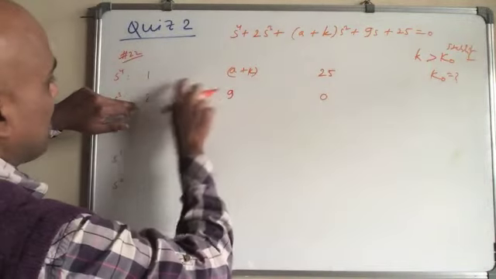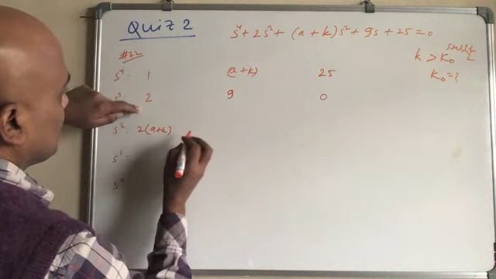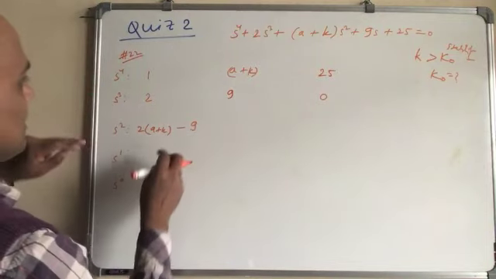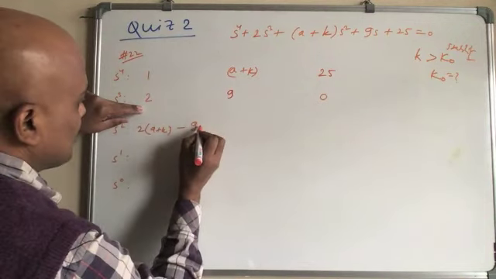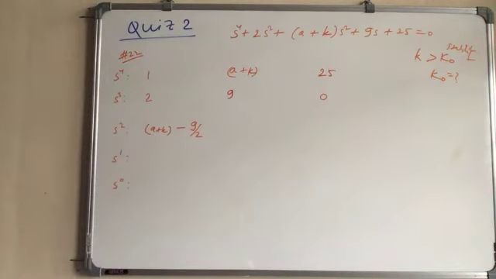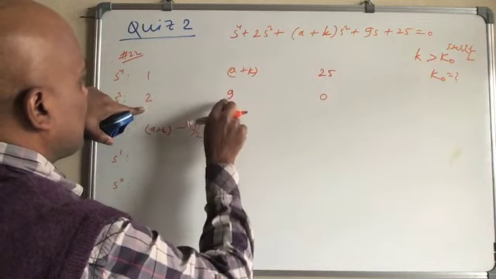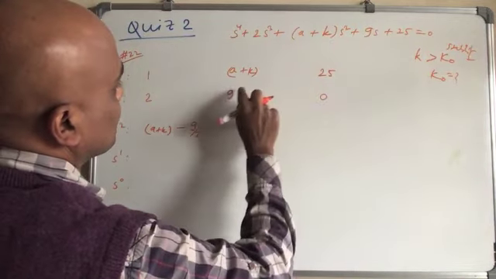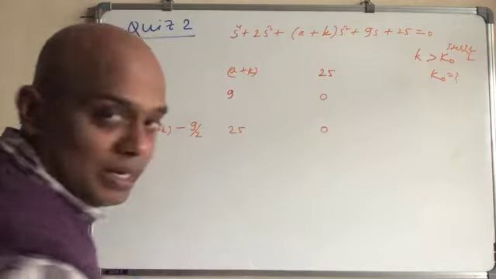So we are going to multiply this minus this one. So we get 2 times (a plus k) minus 9, and then we are going to divide that by 2. So we get (a plus k minus 9) divided by 2, this value here. Here we get this multiplied with, divided by 9, so we get 25 right here. So 0 remains here.